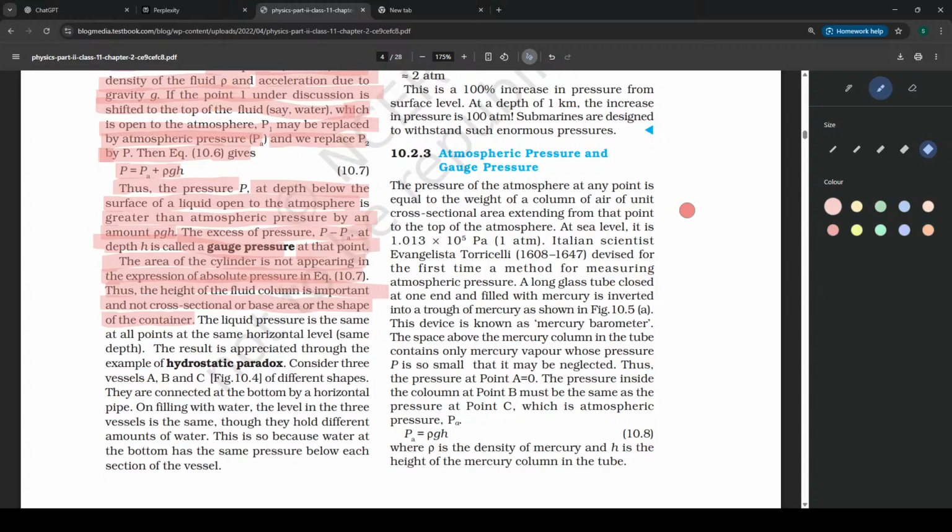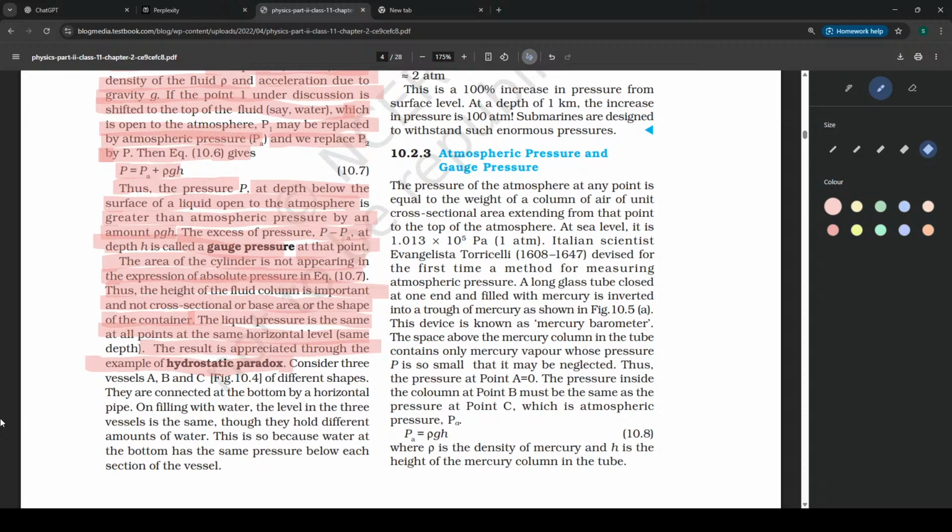What is gauge pressure? The excess pressure, basically the difference P minus Pa. How much more the pressure is compared to atmospheric pressure inside the liquid. That is called gauge pressure. The liquid pressure is the same at all points at the same horizontal level, same depth. The result is appreciated through the example of a hydrostatic paradox.